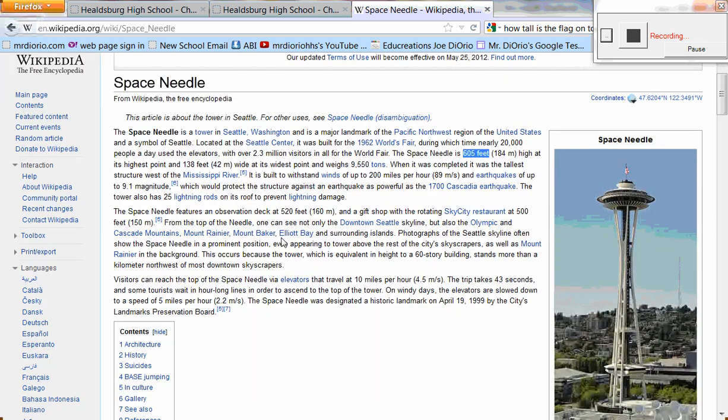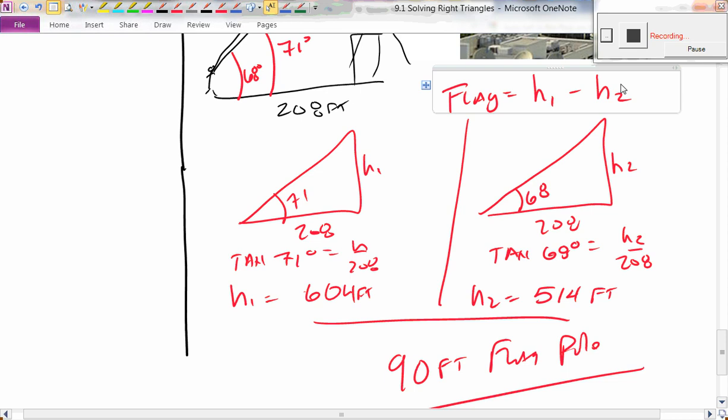And the observation deck is 520. So the difference would be 85. So we were close? We were close. Wow, 5 feet off. It's pretty good. So math, amazing. It's awesome. It does work every single time. Okay, that's it. That's all I got for you. You guys like it?